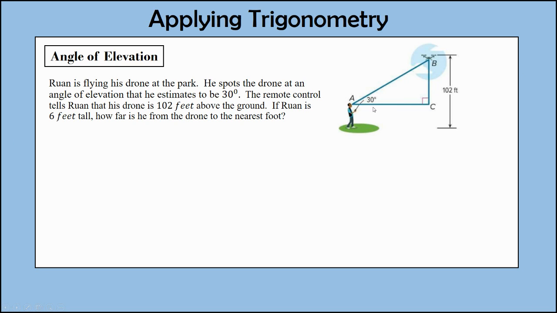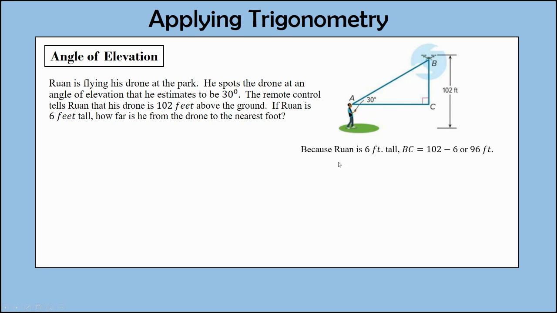All right, so looking at the drawing, AC is his sight line. That's the horizontal line that he's looking out. And then he's looking up at the drone, which is at point B. So that makes this an angle of elevation of 30 degrees. That's where the 30 degrees would be located.